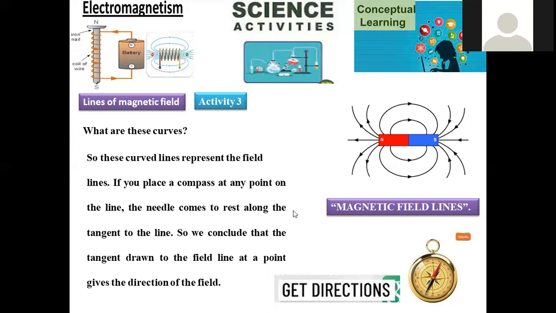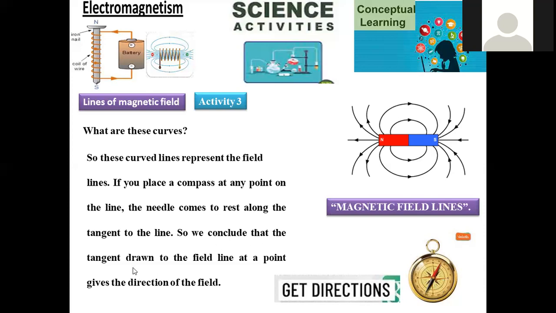If you place a compass at any point on the line, the needle comes to rest. When we take a compass very near to this field, not exactly at the magnet, but keeping it in the sphere where the lines were drawn, and point this compass, what does it show? It will show the rest position. The needle is not moving anywhere. That is in the rest position only.